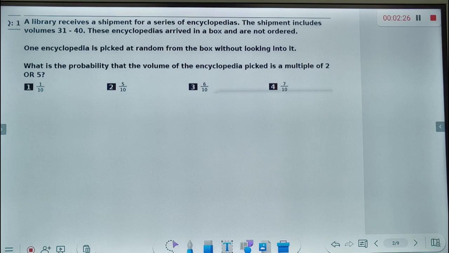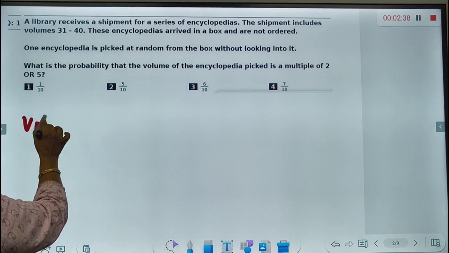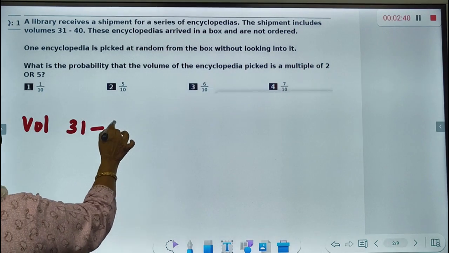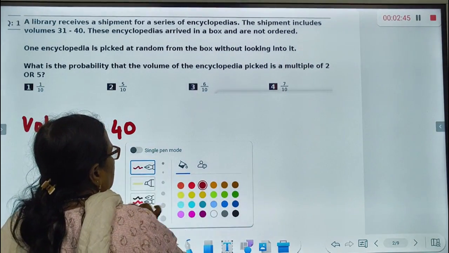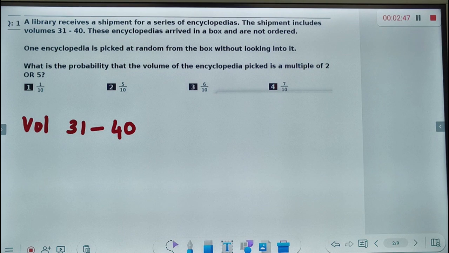Look at the first problem. A library receives a shipment for a series of encyclopedias. The shipment includes volumes 31 to 40. One encyclopedia is picked at random from the box without looking into it. What is the probability that the volume of the encyclopedia that is picked is a multiple of 2 or 5?